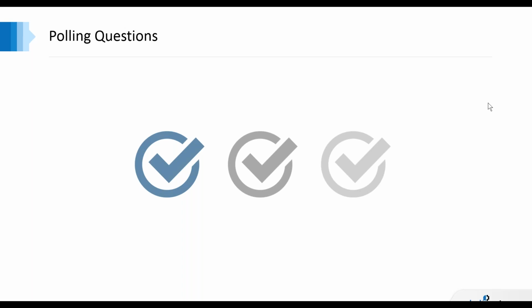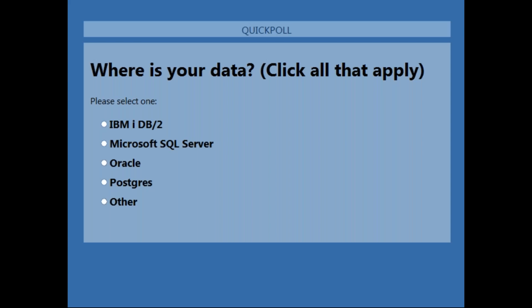Close that one. Pick a second question now. The second question is, where's your data? For those of us who are old enough to remember that old Wendy's commercial, where's the beef? Where's your data? Where's it at? So that's our question here. So is it on the IBMI in a DB2, Microsoft SQL server, Oracle, Postgres, something different? There are other options. There's MySQL. There's other DB2 databases. Go ahead and answer. Looks like most people are on IBMI with the DB2.